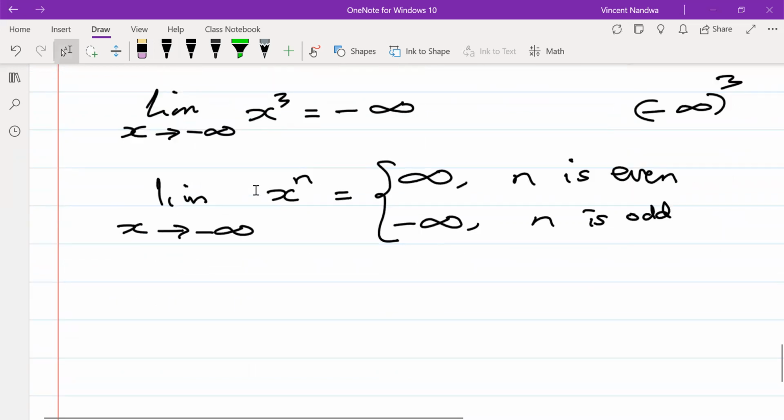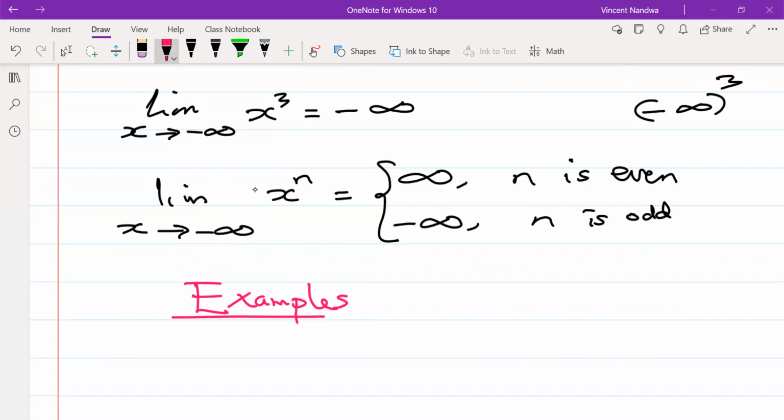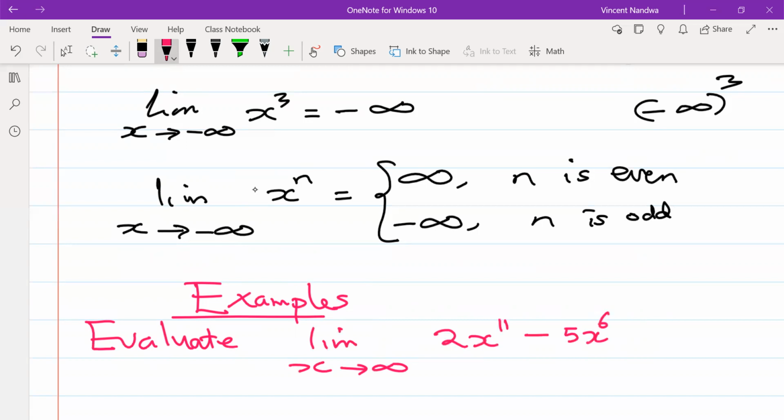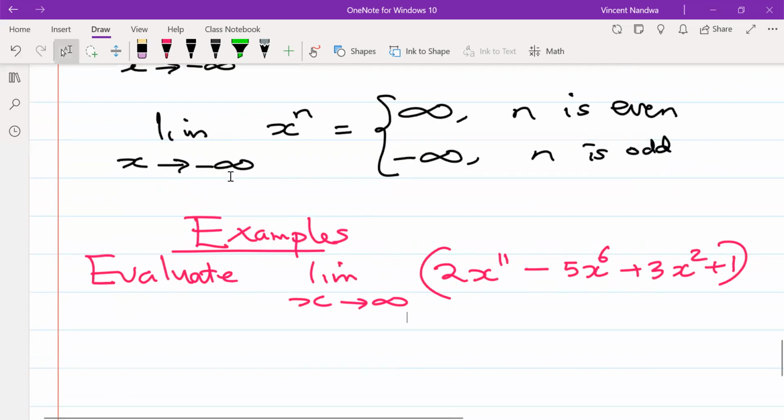So let's see now cases whereby we have rational functions. Maybe let me give other examples. Let us do more examples. Evaluate the limit as x approaches infinity of (2x power 11 minus 5x power 6 plus 3x squared plus 1). So write that question.